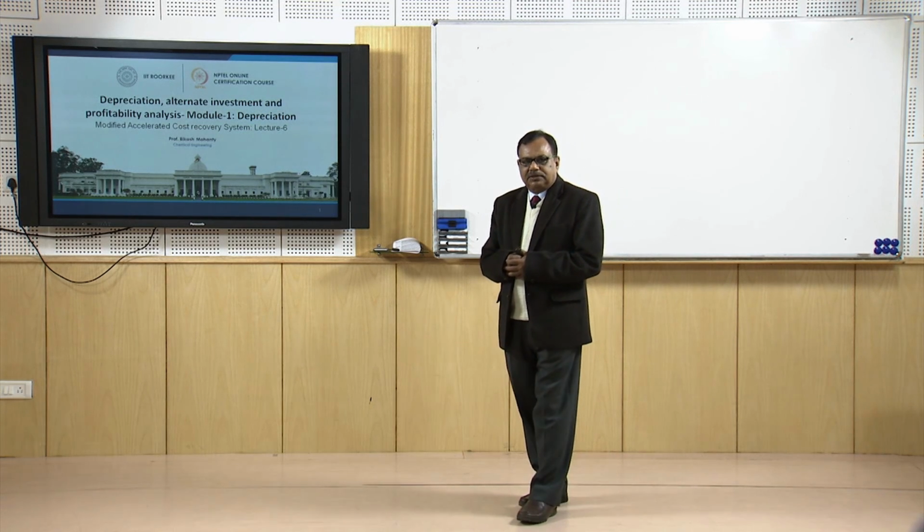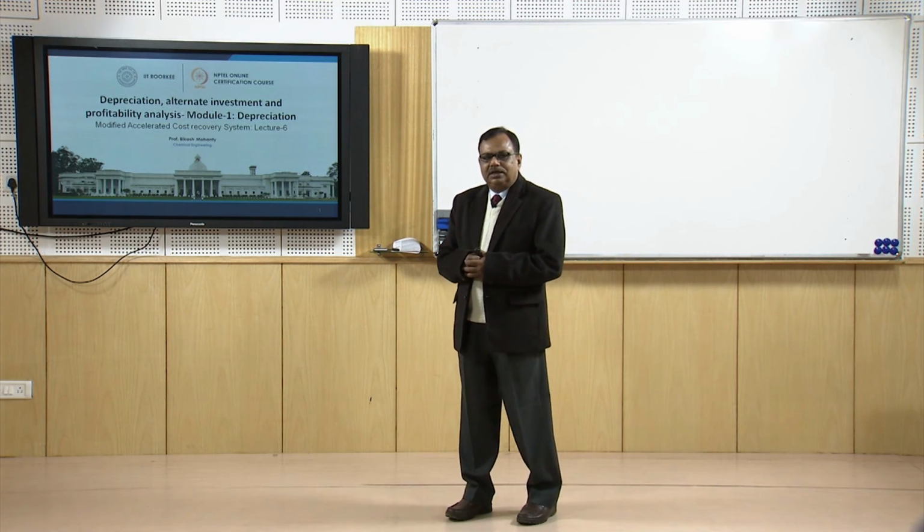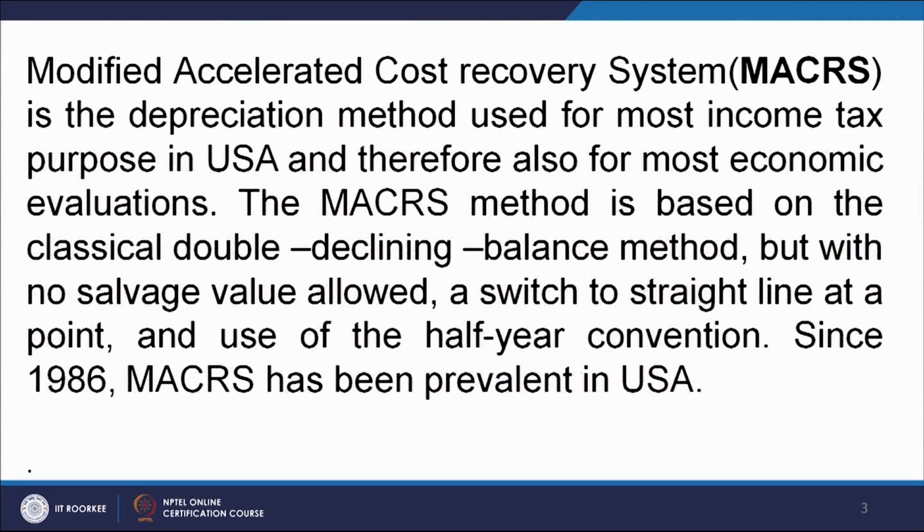The MACRS method is based on the classical double declining balance method, but with no salvage value allowed. That means for this system we take salvage value equal to 0, and a switch to straight line at a point and use of the half year convention. Since 1986 MACRS has been prevalent in USA.